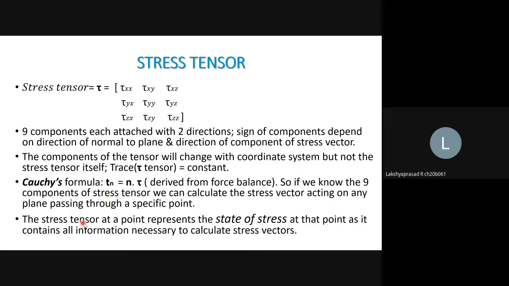And that is why we say that if we have the stress tensor at a point, then it represents the state of stress at that point, because it contains all the information necessary to calculate any possible stress vector that we want.